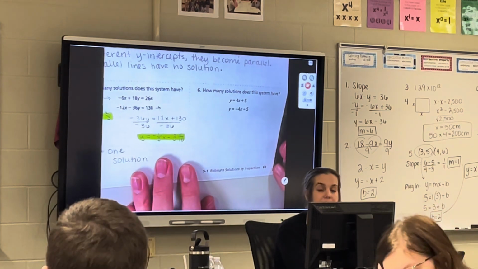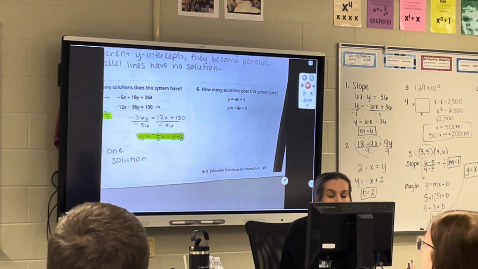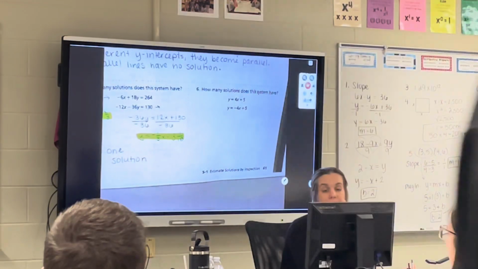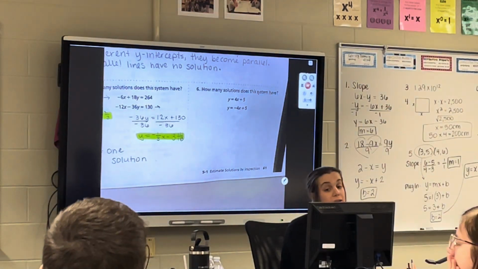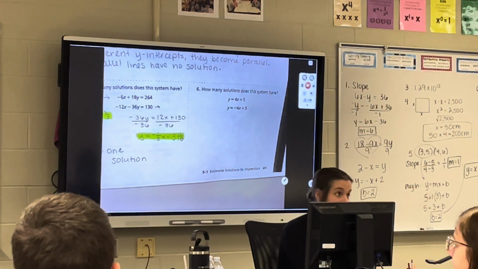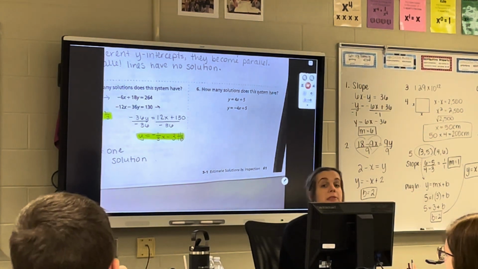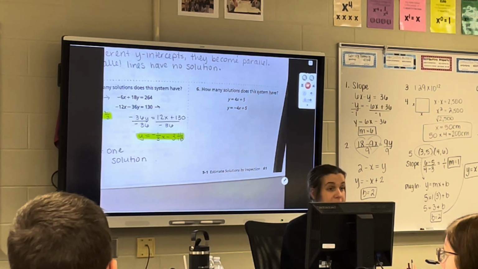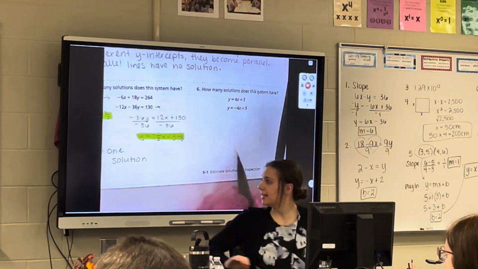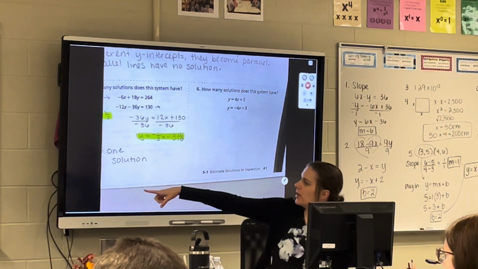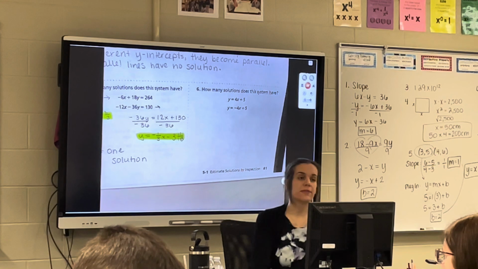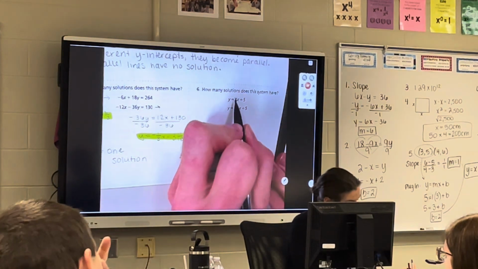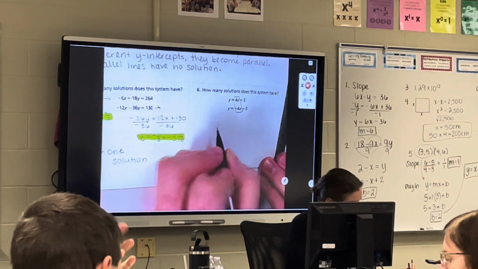Looking at number 6, we notice that the y's are already by themselves. The y-intercepts are the same, but your slopes are different. So what are you gonna have here? One solution, yes. That's why I said like the middle one there, one solution, it doesn't always have to have different intercepts. Sometimes they can be the same. So this is going to be one solution because your slopes are different.